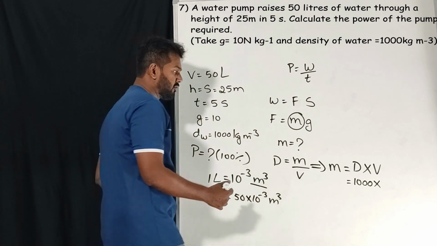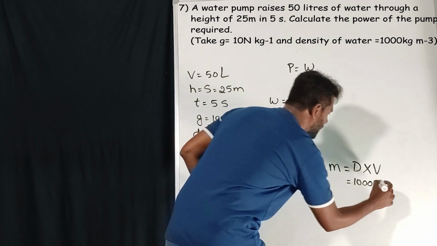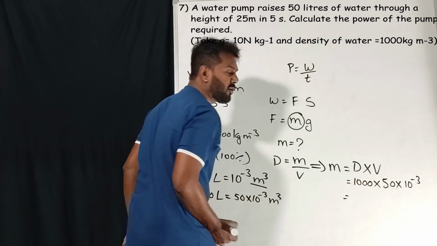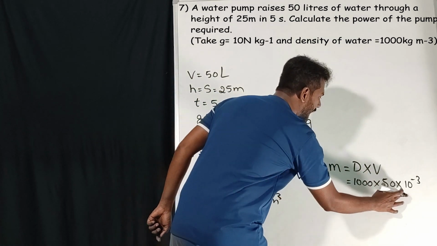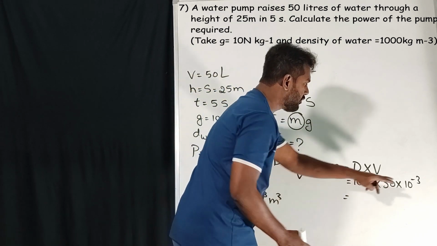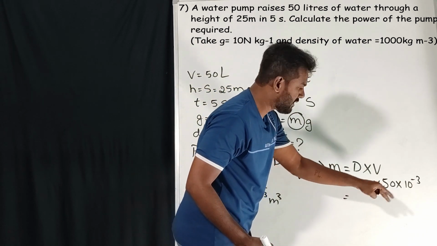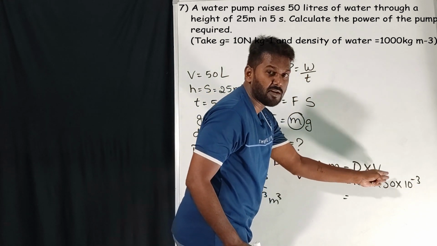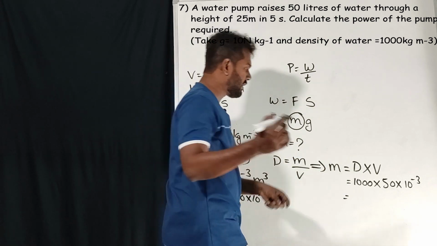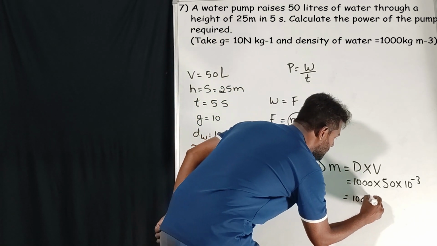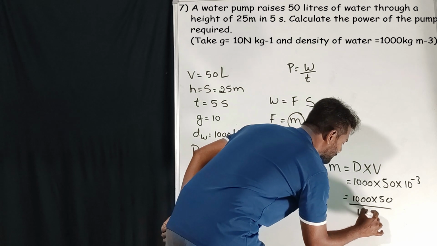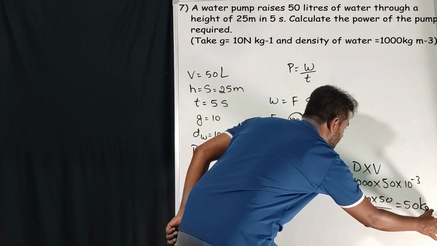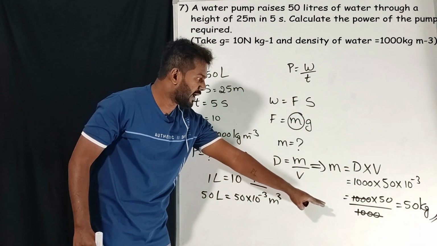That is what we are going to substitute. So 1000 into 50 into 10 power minus 3. What do you mean by 10 power minus 3? That is nothing but whatever value we have, divided by 1000. If you have 10 power plus 3, then whatever value we have is multiplied by 1000. If it is 10 power minus 3, then whatever value we have is divided by 1000. So 1000 into 50 divided by 1000, the 1000 gets cancelled. So 50 kg. That's it. So we got the value of mass.